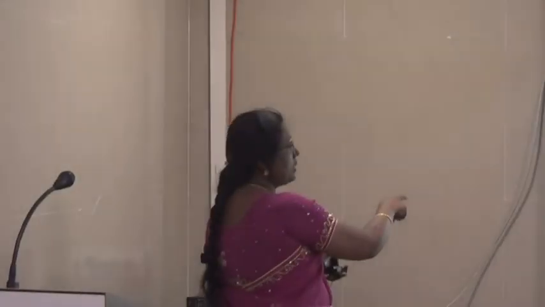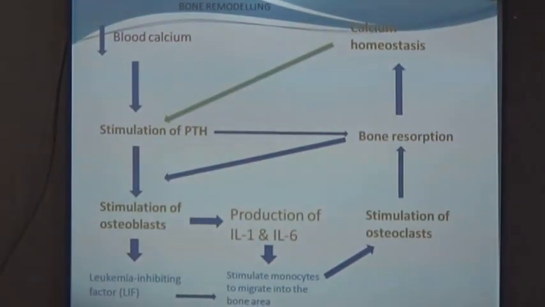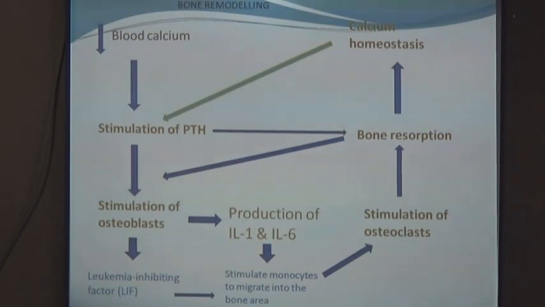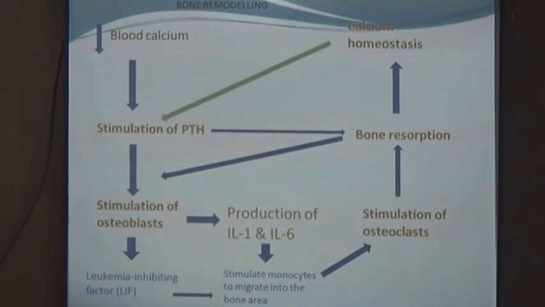At the same time, this osteoblast also secretes interleukin 1 and interleukin 6. It is a pro-inflammatory cytokine. Okay, the stimulation of osteoblast not only stimulates the monocyte to go into the bone marrow, but also stimulates pro-inflammatory cytokines, interleukin 1 and 6.